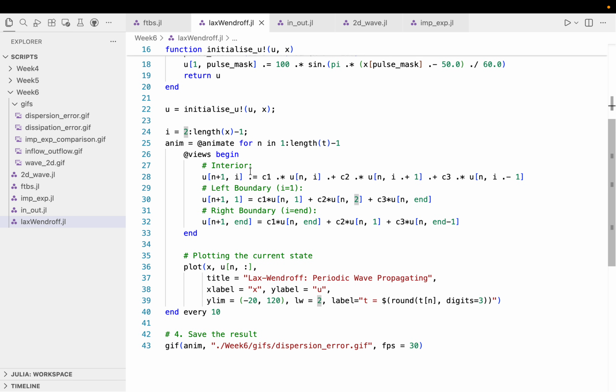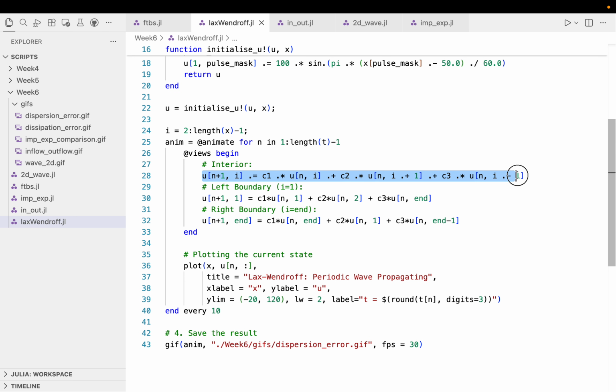And accordingly, now I will update my interior points, which is u n plus 1 at i, is C1 times u n i, C2 times u n i plus 1, and C3 times u n i minus 1. You might have noticed this dot I'm keeping everywhere. This dot basically says that you have to do this operation element by element. So this is how it interprets the vectorization that I was talking about before in Julia. People who are familiar with MATLAB might be familiar with this way of writing the program.